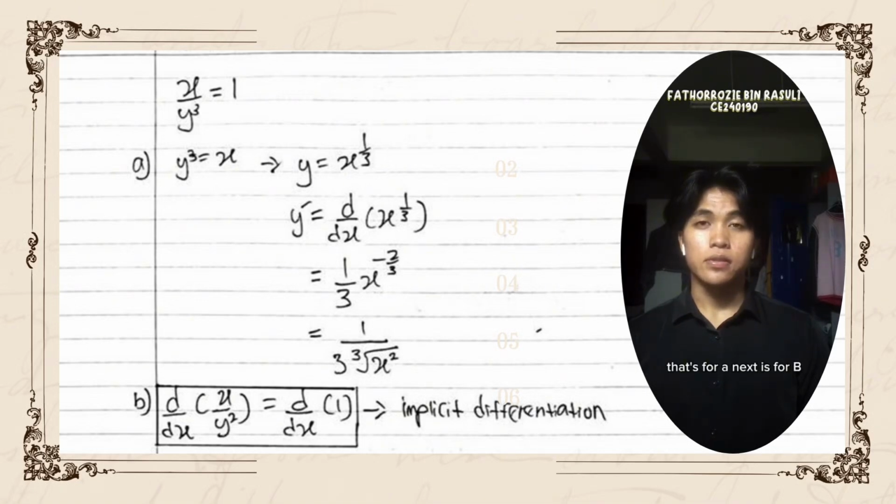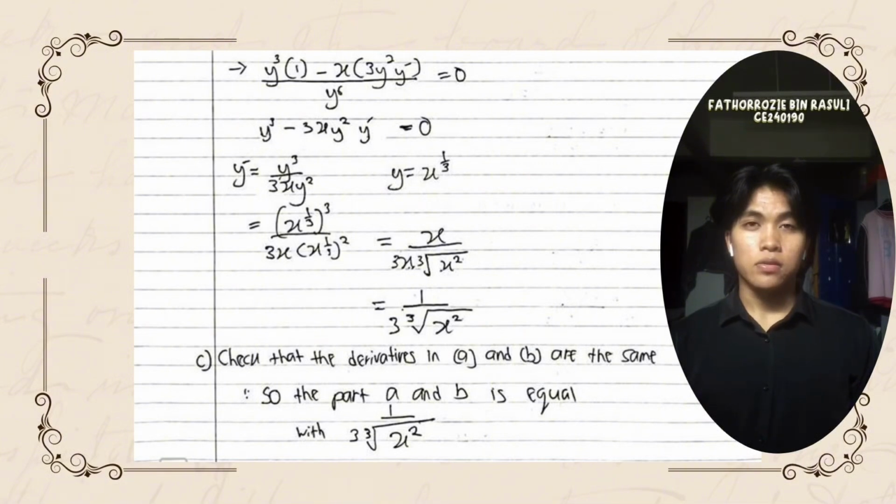Next is for B, where the question is d over dx of x over y squared equals d over dx of 1. This is implicit differentiation. For the question B, we have y to the power of 3 times 1 minus x times 3y to the power of 2 times y prime over y to the power of 6, and it will equal 0.